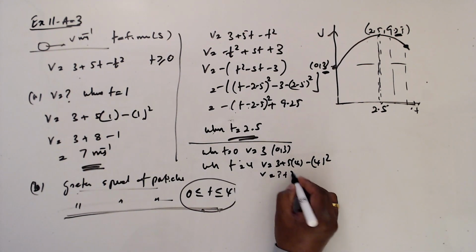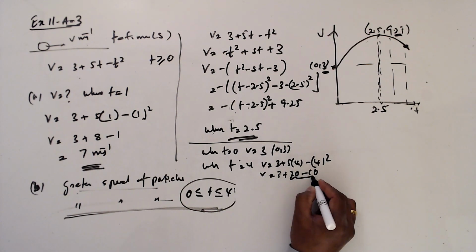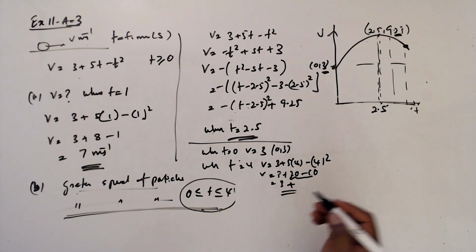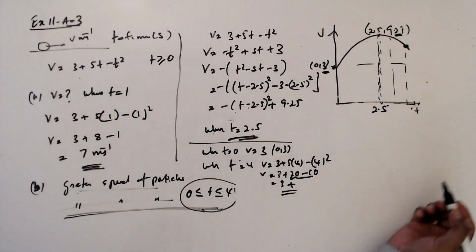So 3 plus 20 minus 16. This is a positive value. This is going to be 3 plus a value, more than 3. It means it should be somewhere here.